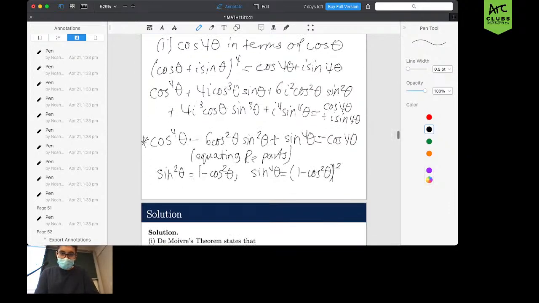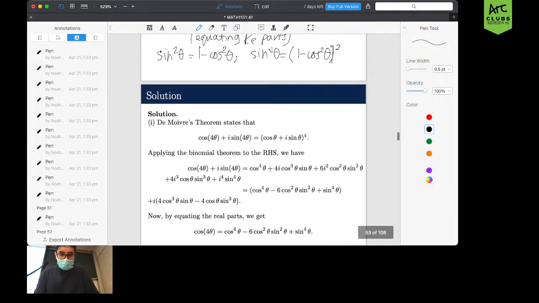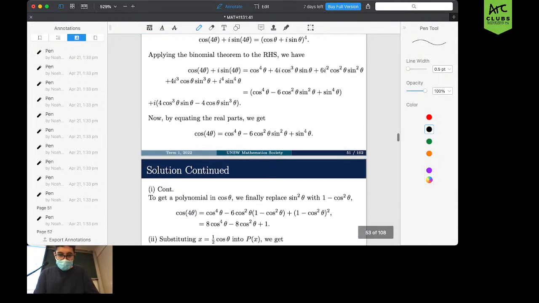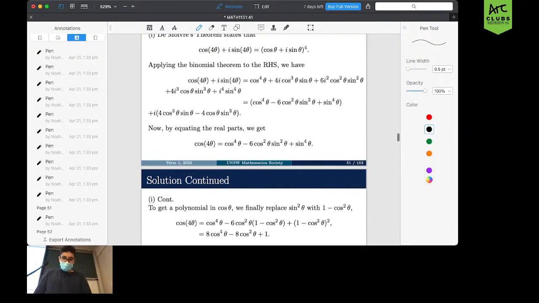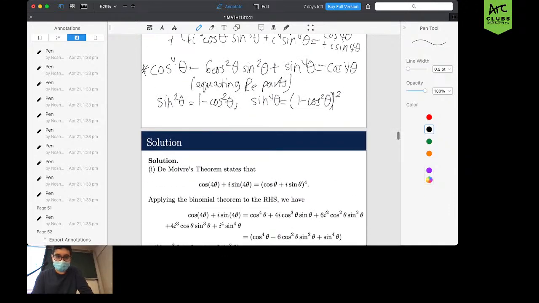So I'm going to spare the calculations just due to time, and we end up with the polynomial cos 4 theta is equal to 8 cos to the 4 theta minus 8 cos squared theta plus 1. So we get that directly after substituting in those Pythagorean identity values, where sine squared theta is 1 minus cos squared theta, and sine to the 4 theta is (1 minus cos squared theta) squared. So we're left with this polynomial for cos 4 theta in terms of cos theta, and we're done with that question.